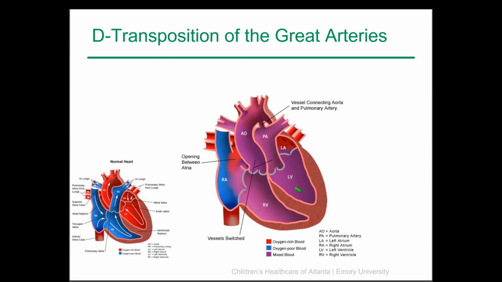Okay. Back to talking specifically, though, about what all this means for DTGA. Well, what we have here now is instead of circulation being in series of blood going right ventricle, lungs, then left ventricle, body, we've got two circulations in parallel. Okay, we've got right atrium, right ventricle, aorta, then back to right atrium, right ventricle, aorta. Similarly, on the other side, left atrium, left ventricle, pulmonary arteries, left atrium, left ventricle, pulmonary arteries. All right.